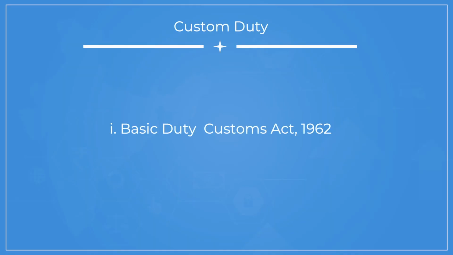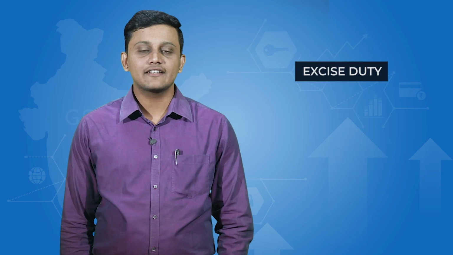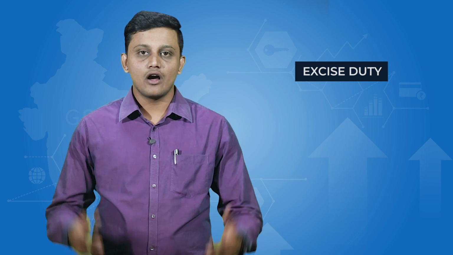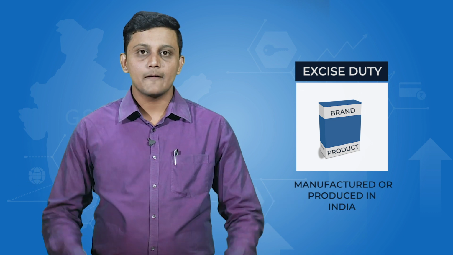Basic duty. This duty is levied on the value of imported goods under the Customs Act 1962. Additional duty, that is countervailing duty, also known as CVD. This is levied under section 3 subsection 1 of the Customs Tariff Act and is equal to the excise duty levied on a like product manufactured or produced in India.